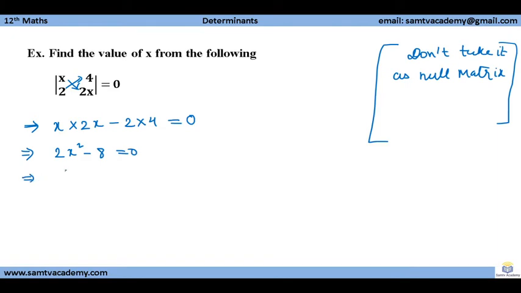So now if we take common 2, it is x square minus 4 equal to 0. We will get the value of x square equal to 4. What is the value of x? x will be plus minus 2. So this is the value of x by using the method of determinant.